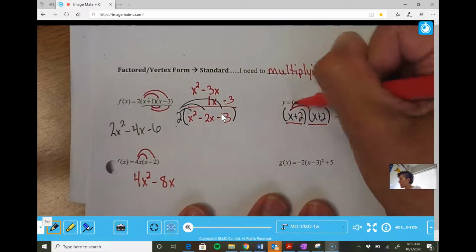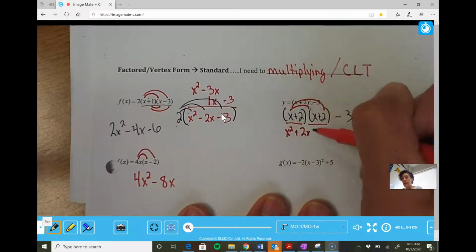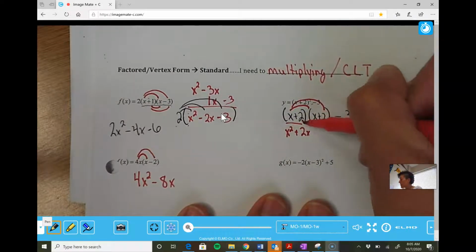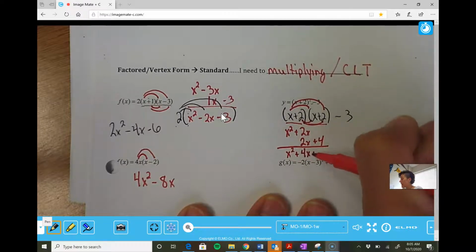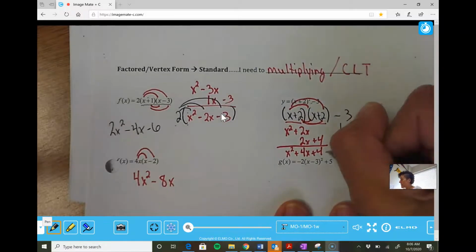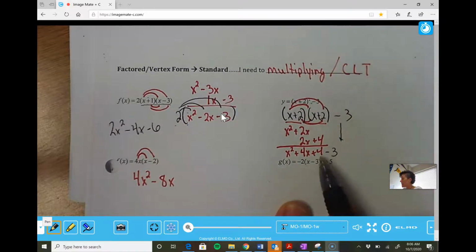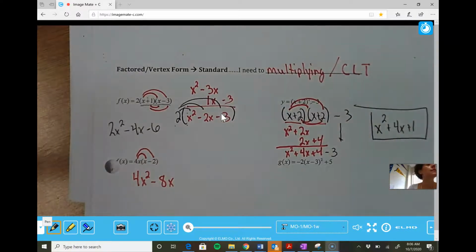So x is going to go meet everybody first, and we get x squared and 2x. And then 2 is going to go meet the neighbors, and I get another 2x and a 4. I'm just multiplying. And then I'm going to add these up. And now all the neighbors have met. This minus 3 is going to come back into the problem, and now I'll just combine these like terms of 4 minus 3. And when we're done, we get that.